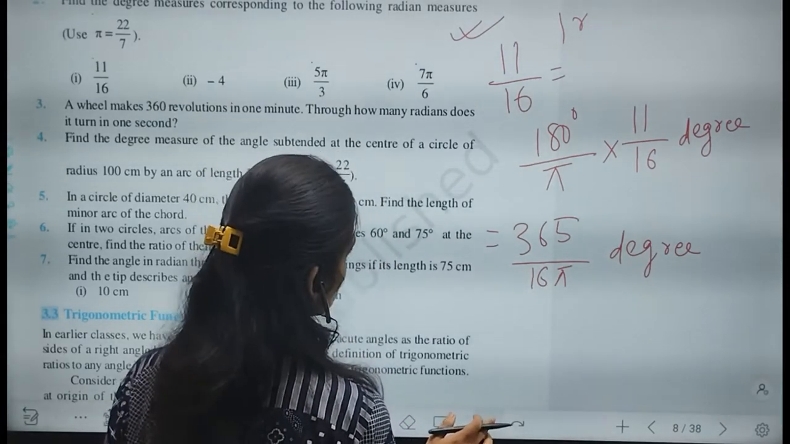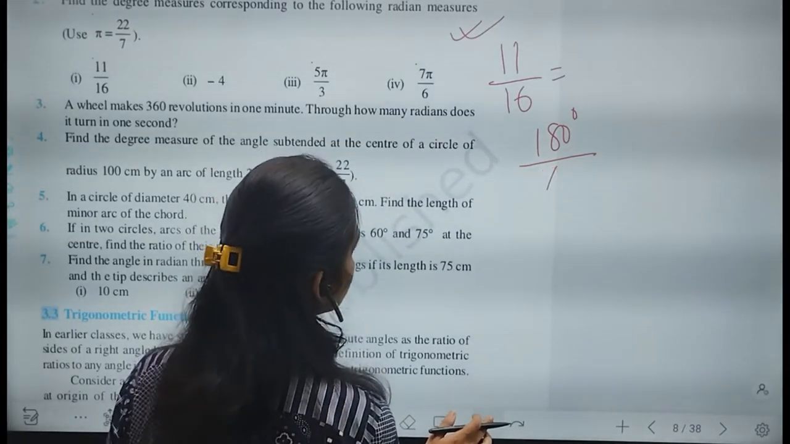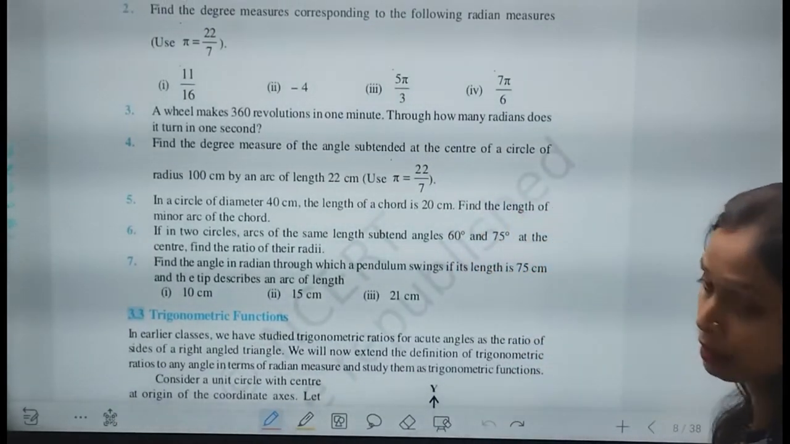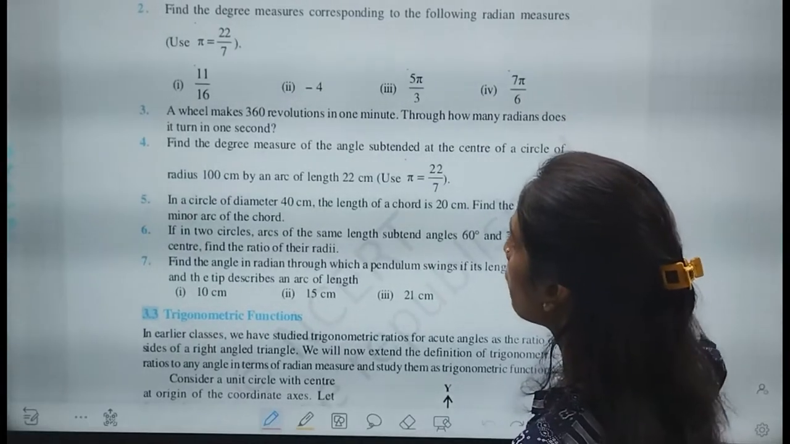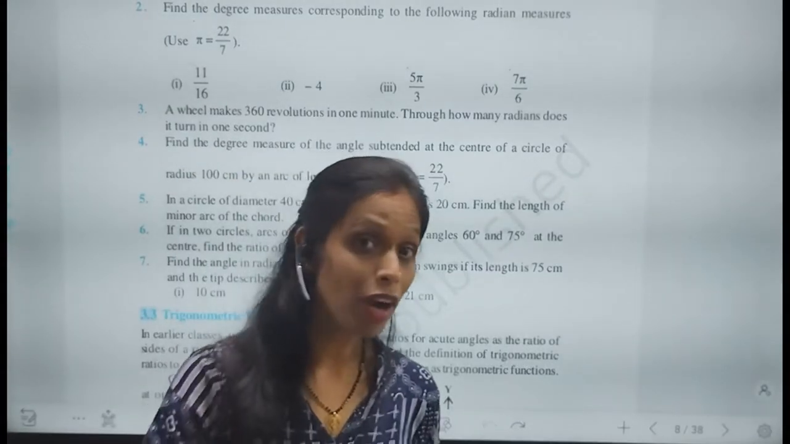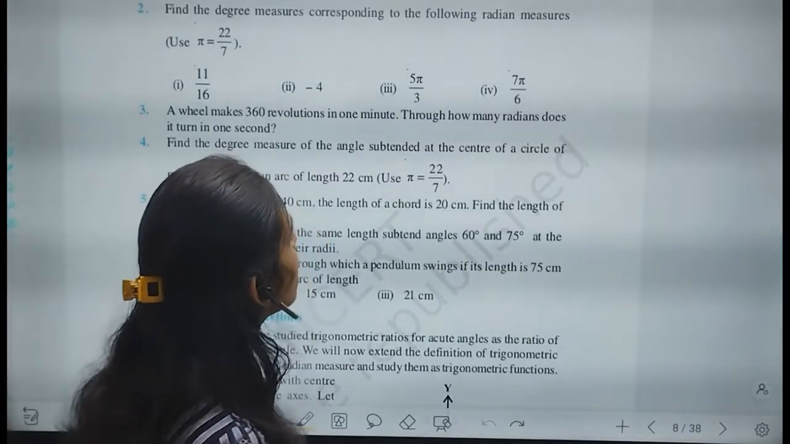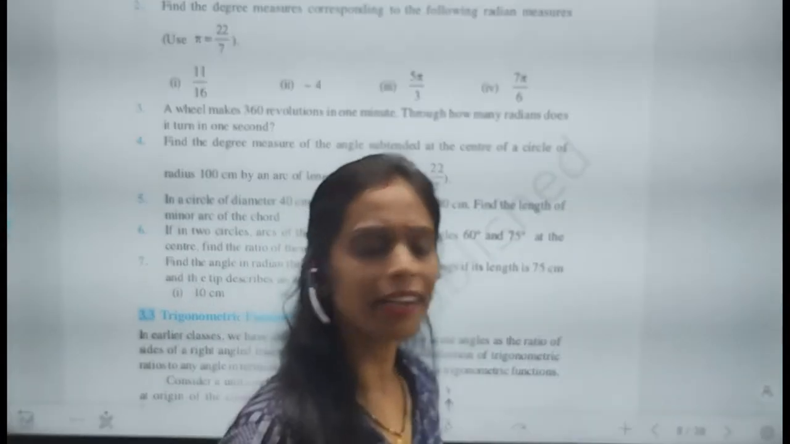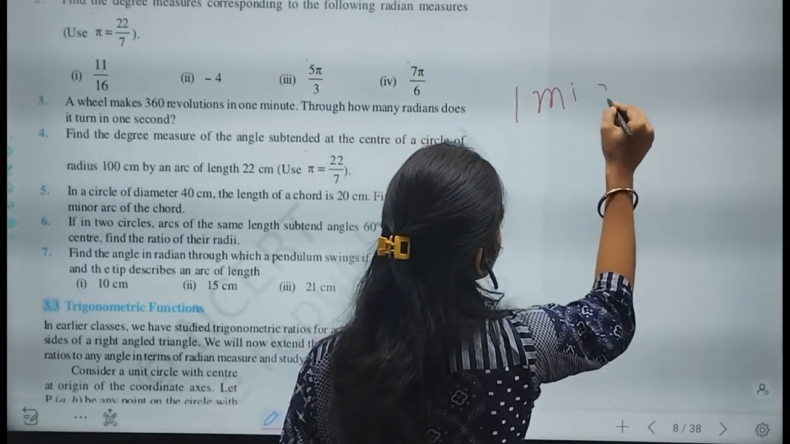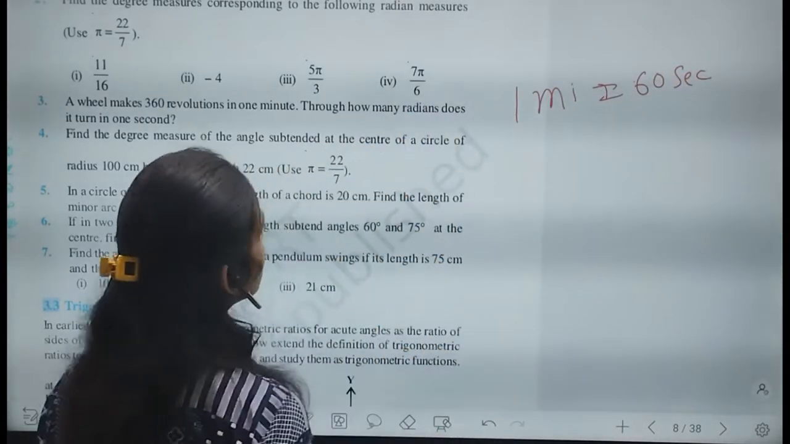We come to the next question. Question number 3 is saying that a wheel makes 360 revolutions in 1 minute. In 1 minute, 360 revolutions. Then how many would it be in 1 second? You know very well that 1 minute is equal to 60 seconds.